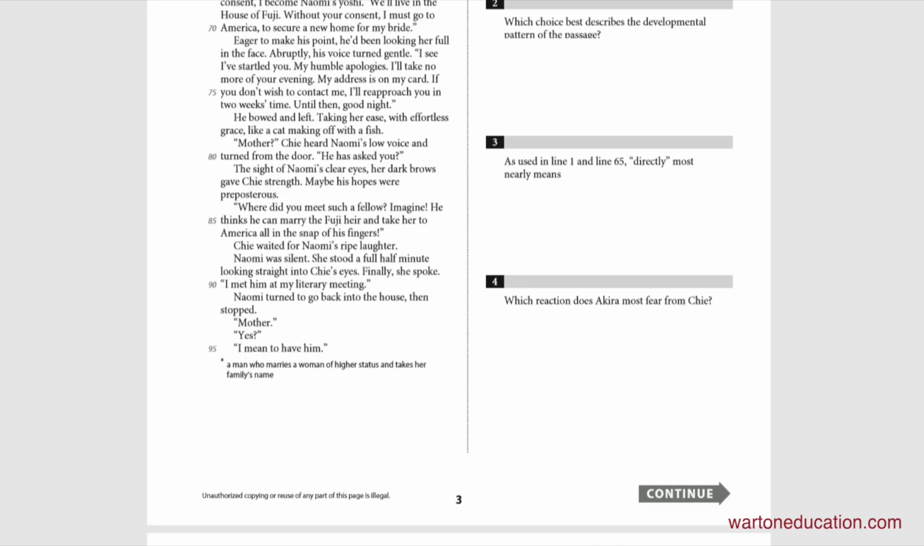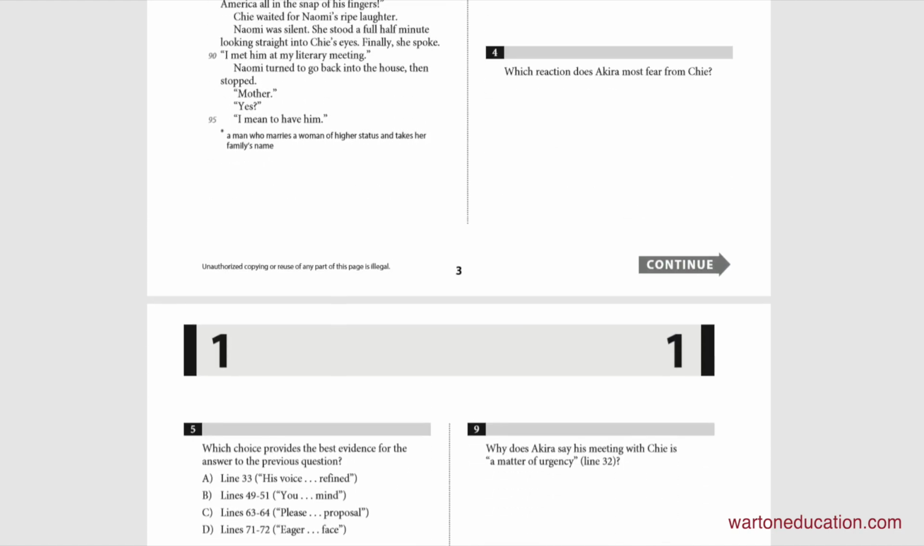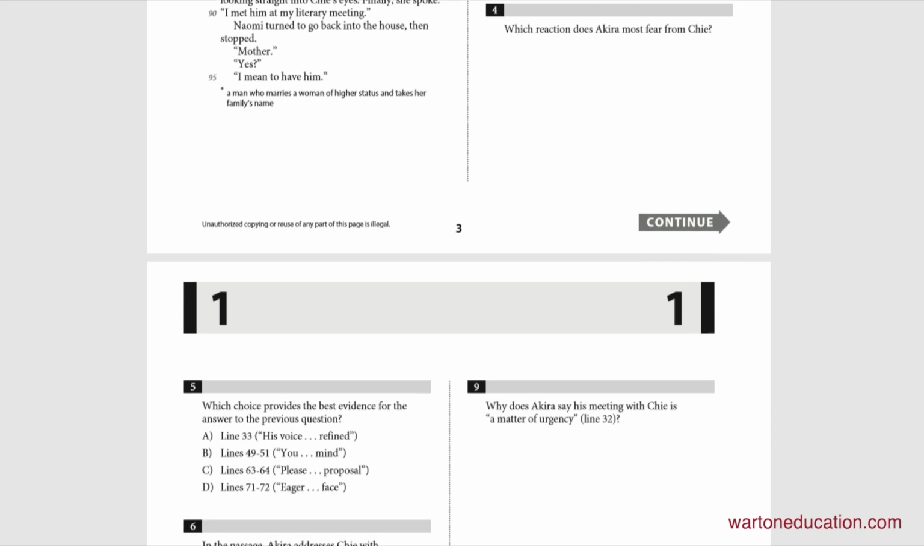Let's now turn to question 4 and 5. So these are what we call evidence questions. We follow a similar process, except now we know exactly where to look in the text. Let me remind you of the simplified question from question 4. What reaction does Akira fear from Chie? Let's now move to examining the pieces of the text and seeing which could possibly answer the question of what Akira fears from Chie.